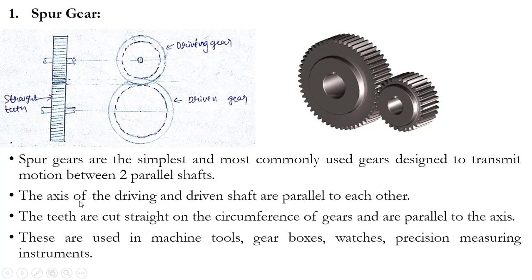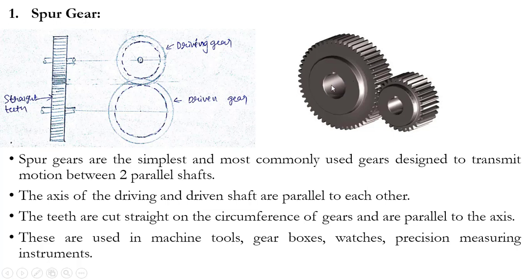Next, the axes of the driving and driven shafts are parallel to each other. Yes, this is the driving shaft, this is the driven shaft. Axes of these two shafts are parallel to one another. Next, teeth are cut straight on the circumference of the gears and are parallel to the axis. So you can see there, these are the teeth which are cut on the periphery of this wheel, and you can see these teeth are parallel to the axis.